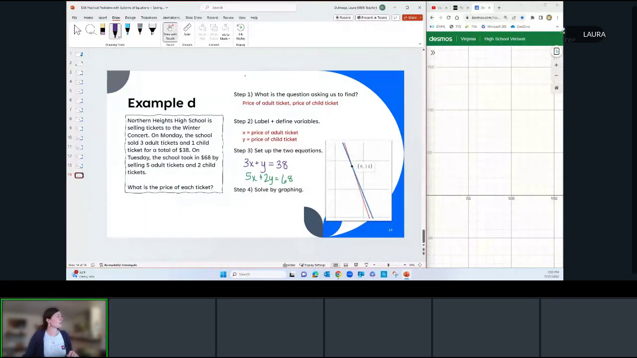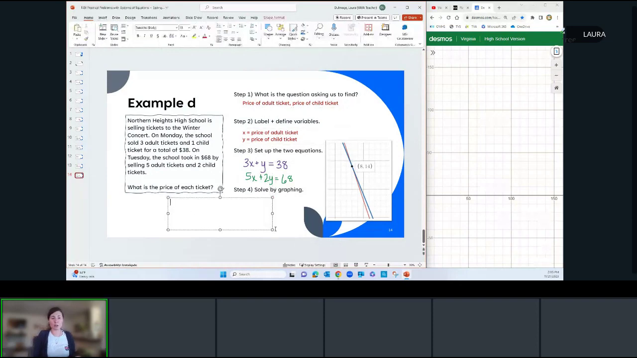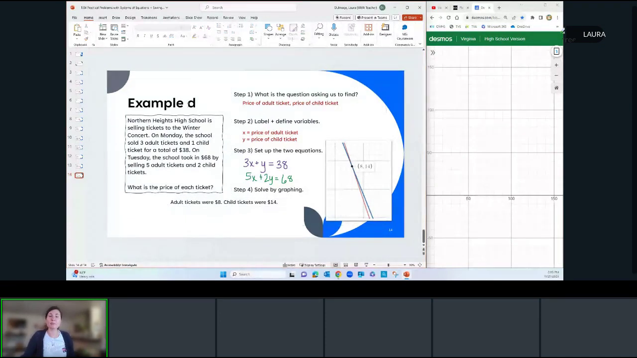So answering the question here, the X was how much the adult ticket cost. So that's 8. So adult tickets were $8. Child tickets were $14. And there we have it. We explored a little bit deeper with how systems of linear equations can be used to solve problems.